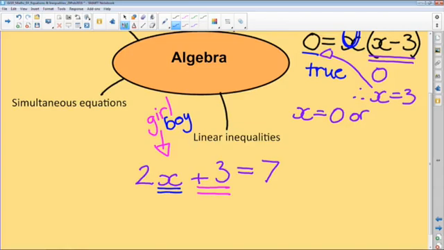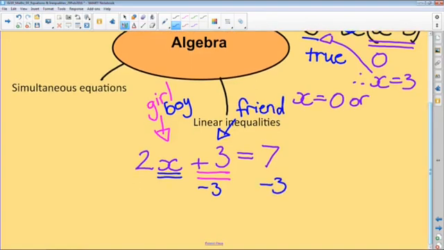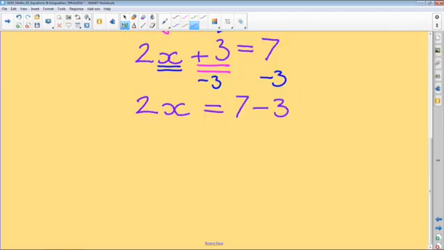So who is the friend? Here is the friend. We don't like the friend. We send the friend to the other side. Now mathematically, what we're doing is subtracting 3 from both sides of the equation. But of course, we never talk like that. We just say we're going to move 3 to the other side. It's not moving. We are subtracting it from both sides, but we're lazy, so we only show that part. So now we have 2x equals 7 minus 3, which is 4.